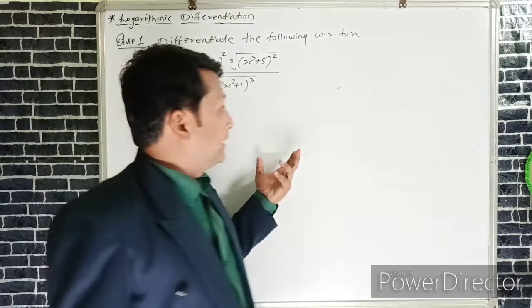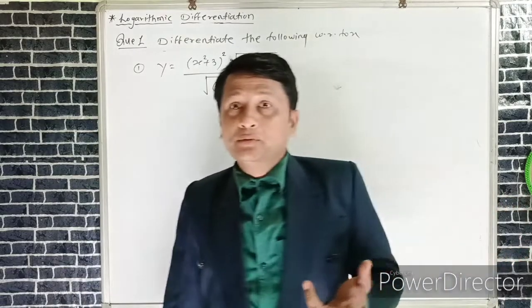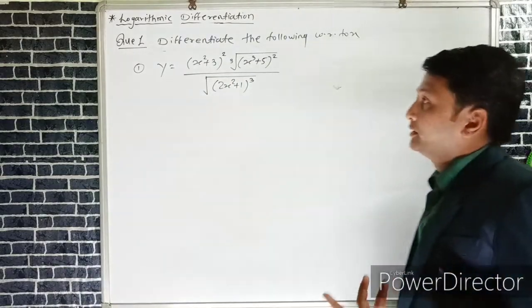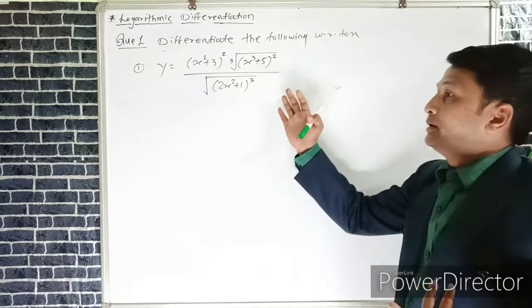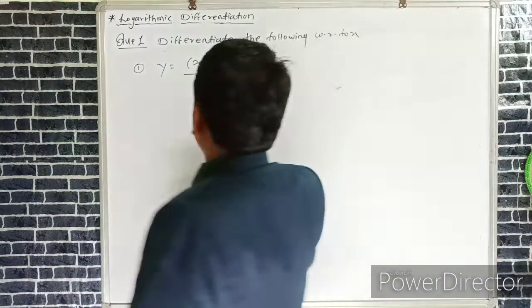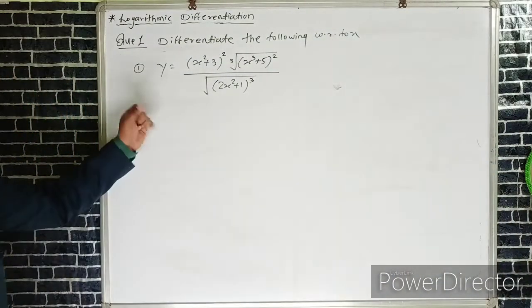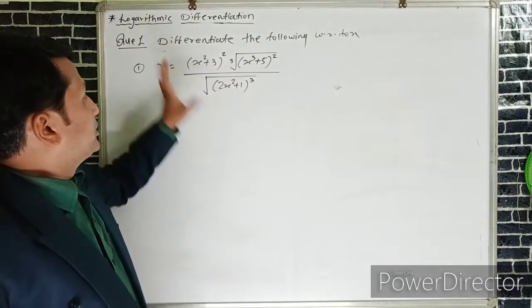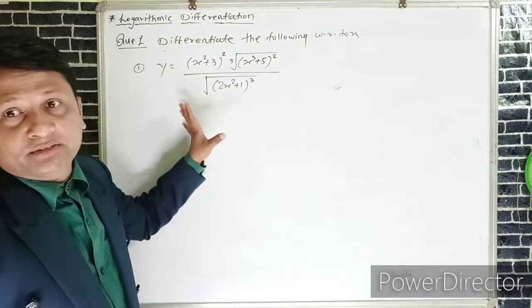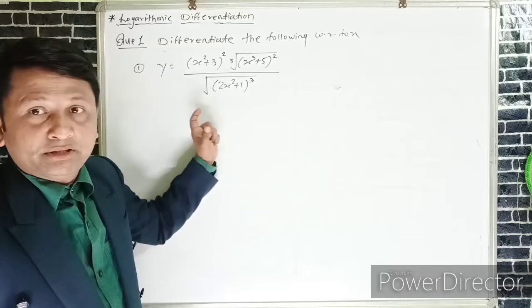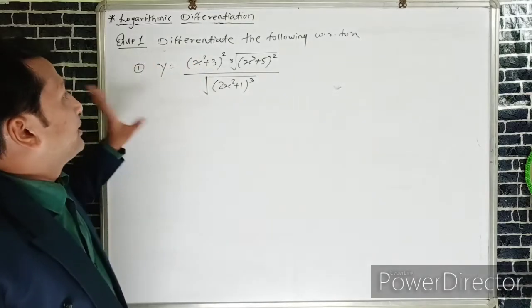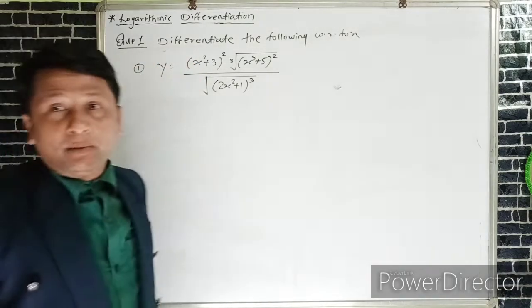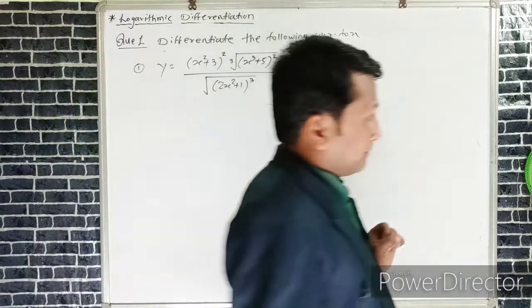If we apply the rules of derivative, which are u into v and u upon v, then we can't solve this example. But if we apply the log, then we can solve this function and we can differentiate and find the value of dy by dx.